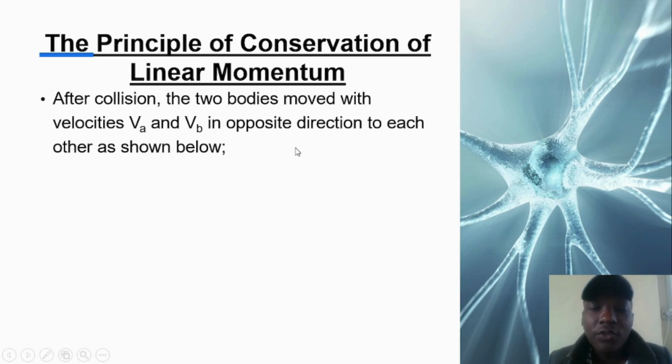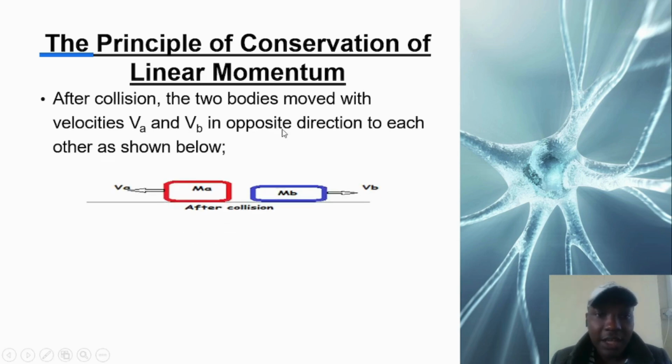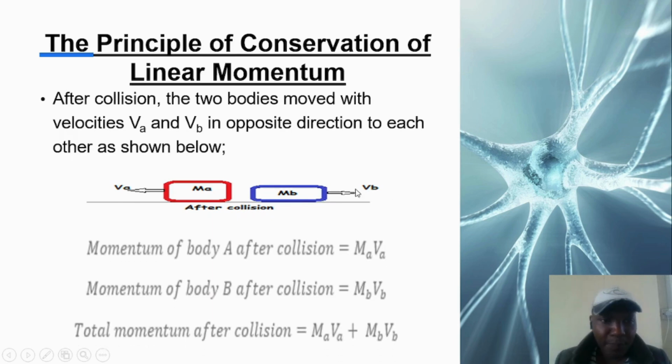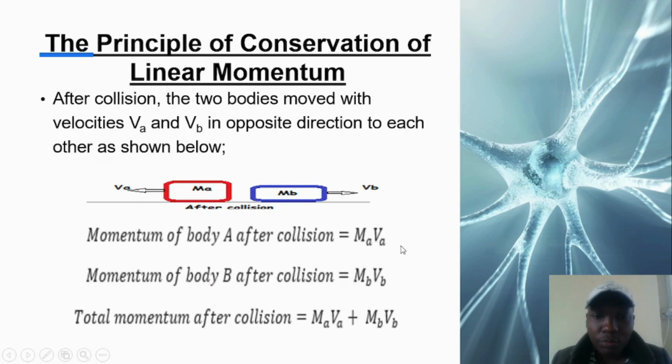After collision, the two bodies move with velocities vA and vB in opposite directions to each other, as shown below. After collision, mass A moves in this direction at velocity vA, and mass B moves in this direction at velocity vB. The momentum of body A after collision is mA vA, and the momentum of body B after collision is mB vB. The total momentum after collision is mA vA plus mB vB.